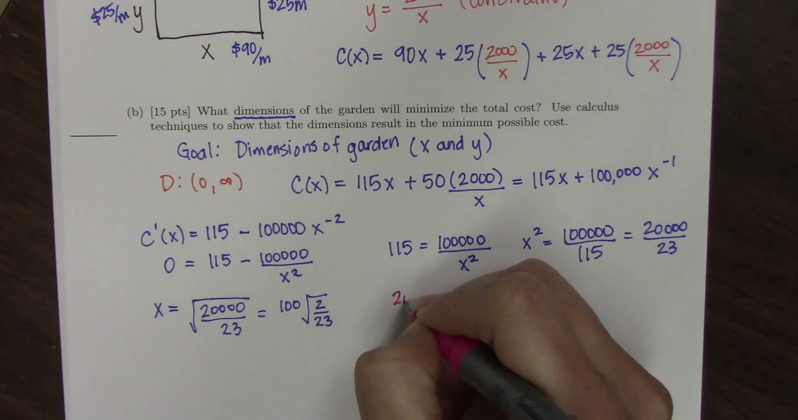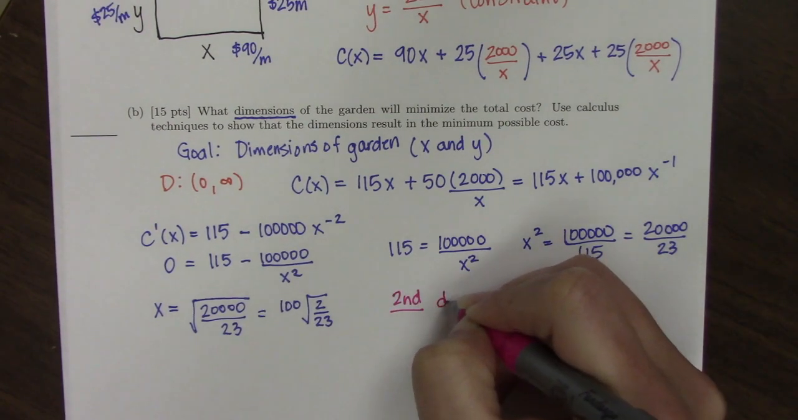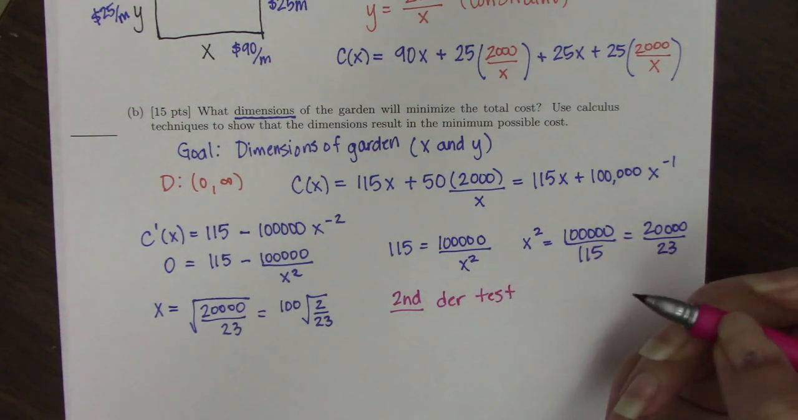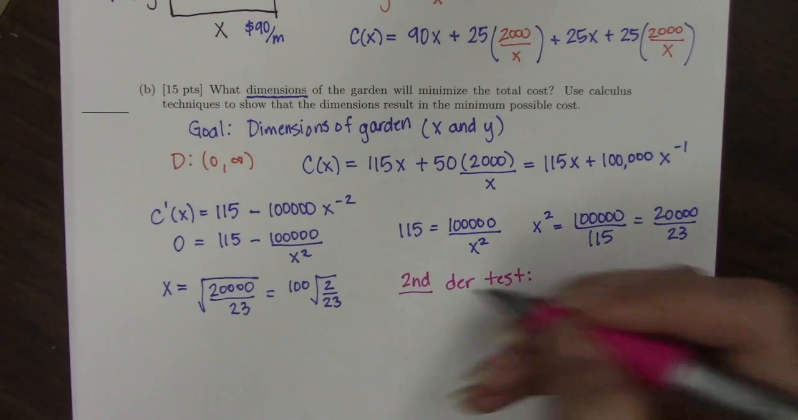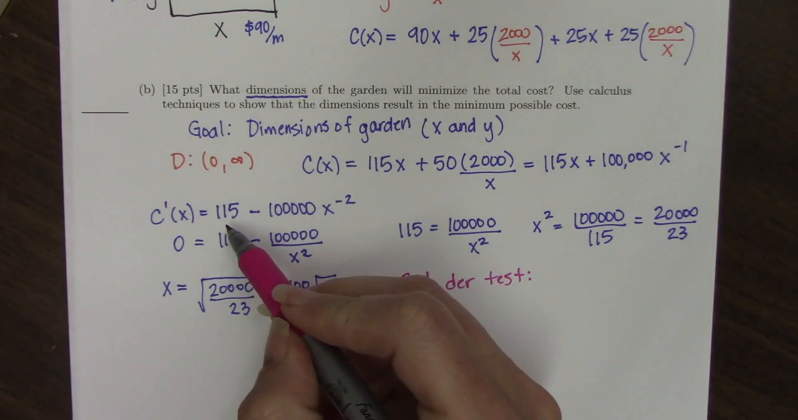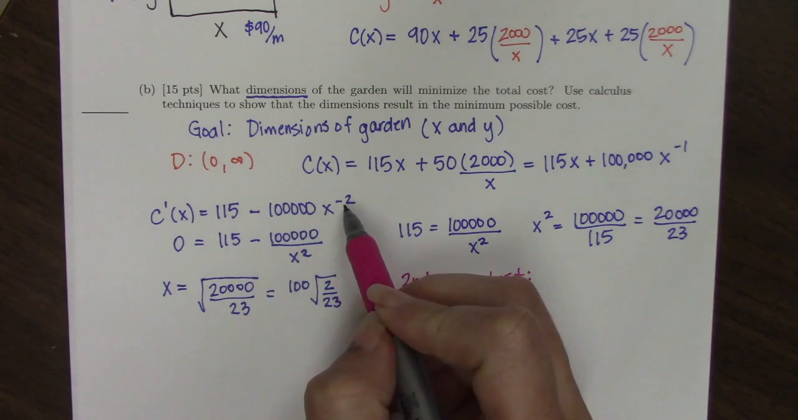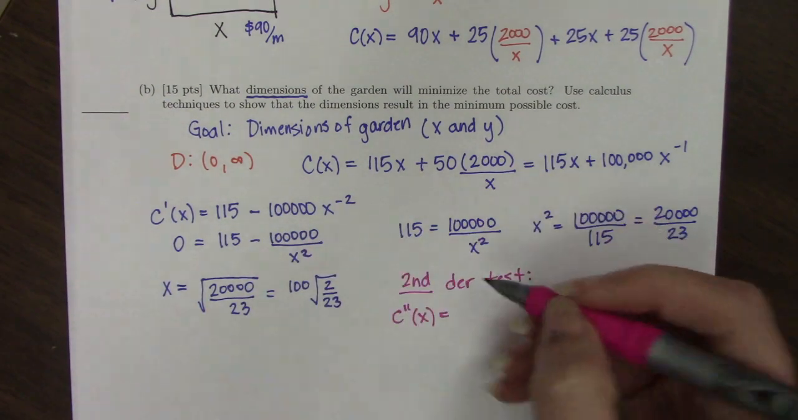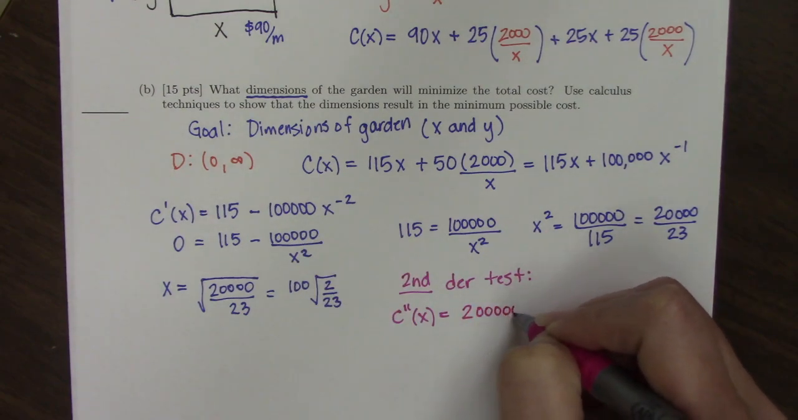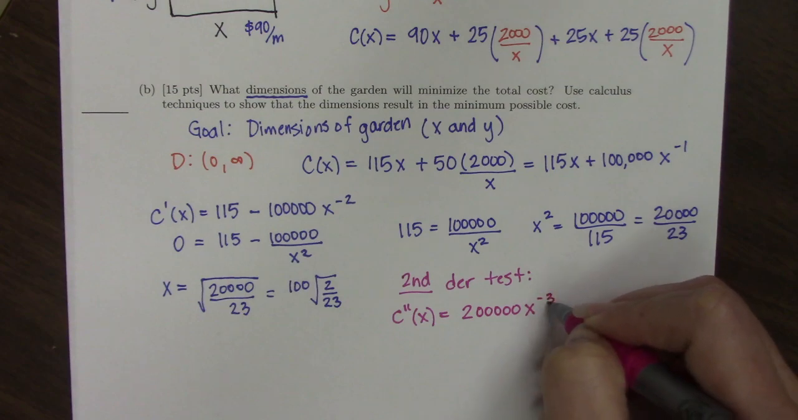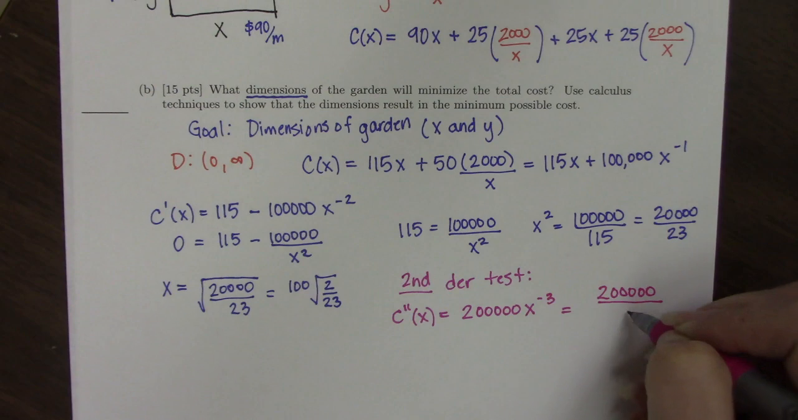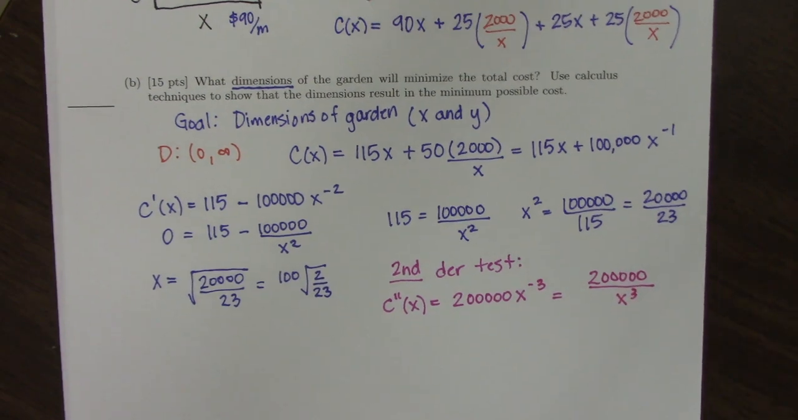So I'm going to do the second derivative test. I'm then going to show you at the end of the problem what the first derivative test would have looked like. So for the second derivative test, I calculate the second derivative. The derivative of 115 is 0. The derivative of this is going to be negative 2 times negative 1 times 100,000. So I get positive 200,000 x to the negative 3, which is 200,000 over x cubed.